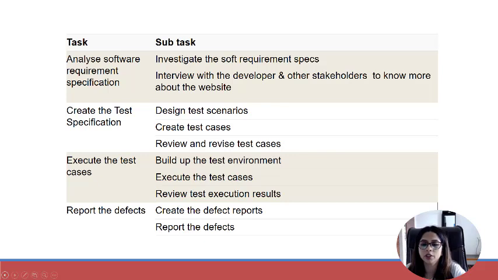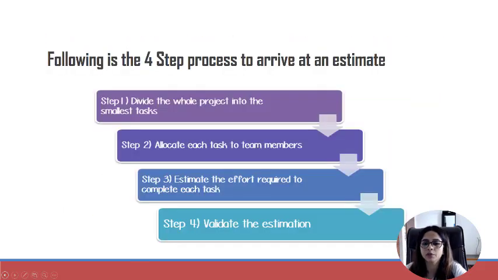Moving forward, going back to this diagram, we have divided the whole project into smaller tasks. So that's what we have done. We have actually done step 1 so far. So what method did we apply? We applied the work breakdown structure, and using that we broke our STLC tasks into subtasks. Now we'll allocate them to the relevant team members. Let's go to step number 2.